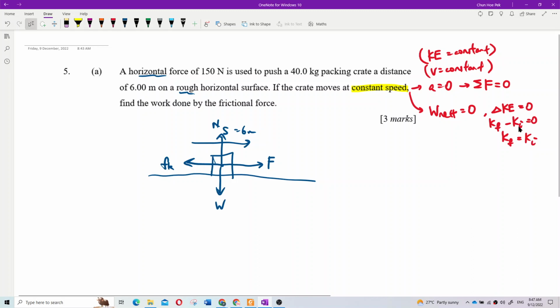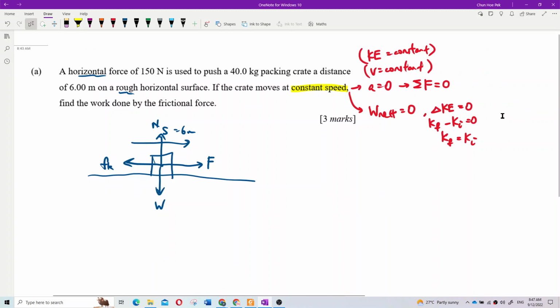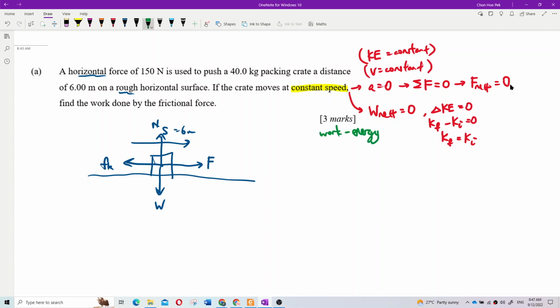So that means the net force is 0. Understand? You can write resultant force or net force equal to 0. So we know the work energy theorem. What is the work energy theorem? Net work done equals the change of kinetic energy. So the change of kinetic energy is 0, now the net work done is 0. The final kinetic energy equals the initial kinetic energy.